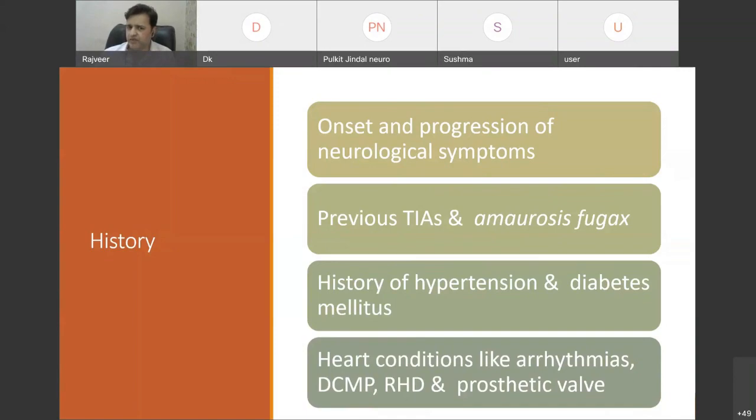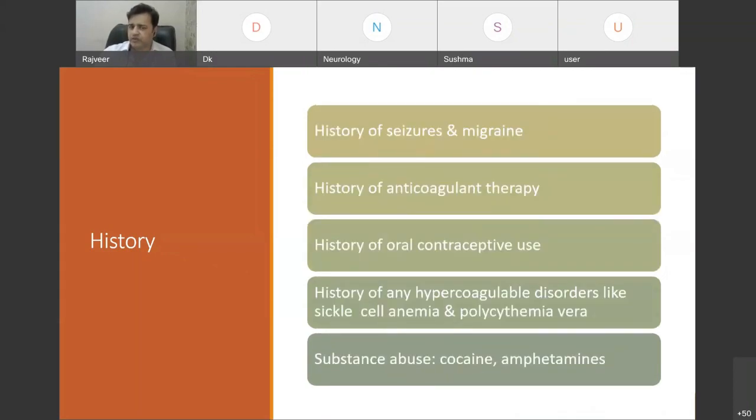Then we will also ask about previous history of any stroke, TIAs or amaurosis. Then we should take the history of hypertension, diabetes, or other risk factors like arrhythmias, diabetic cardiomyopathy, rheumatic heart disease, prosthetic valve. We should take history of seizure and migraine.